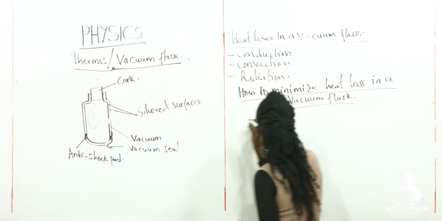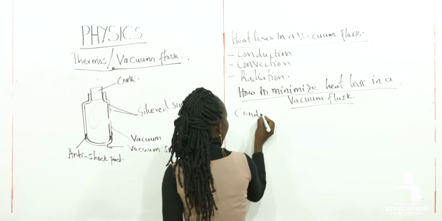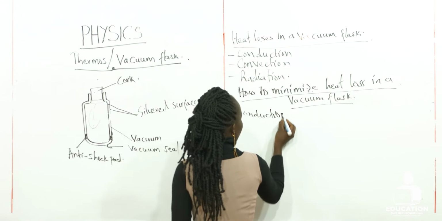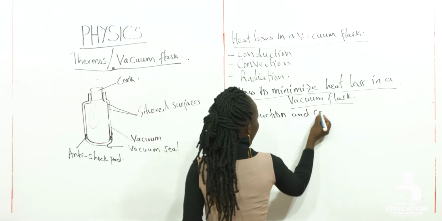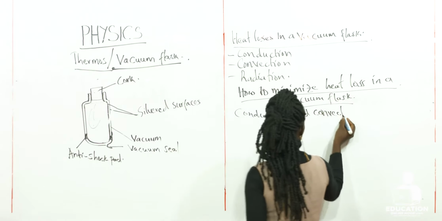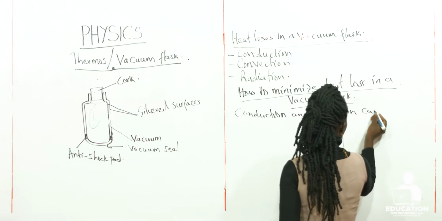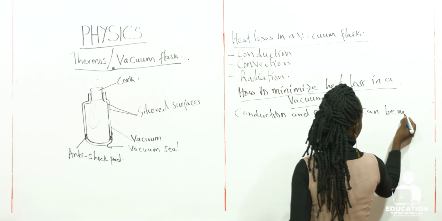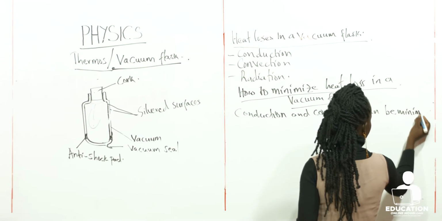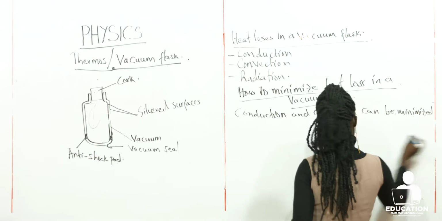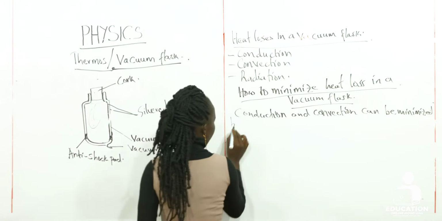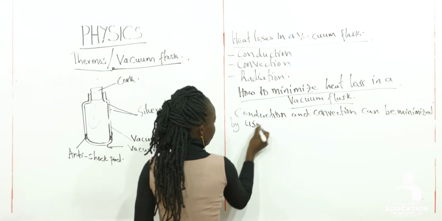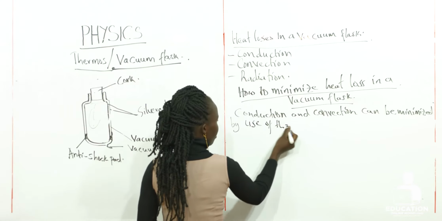So in the flask we can say that conduction and convection can be minimized by use of the cork.